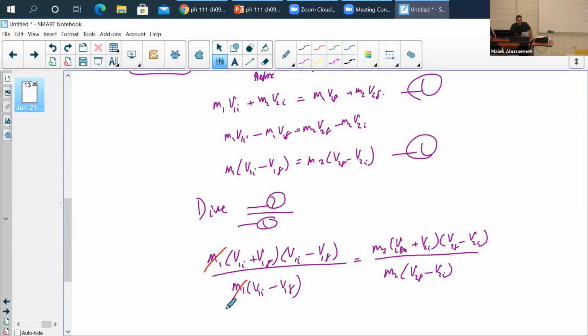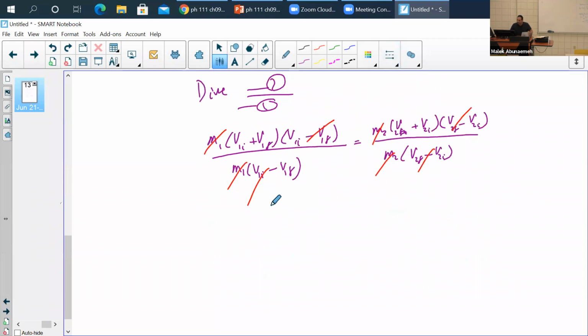So you get your m1s cancel out, these two cancel out, m2s cancel out, and these two cancel out. So what do you have left? Your v1 initial plus v1 final is going to equal v2 final plus v2 initial, where your v1 final is going to equal your v2 final plus your v2 initial minus your v1 initial. Let's just call this equation number 3.